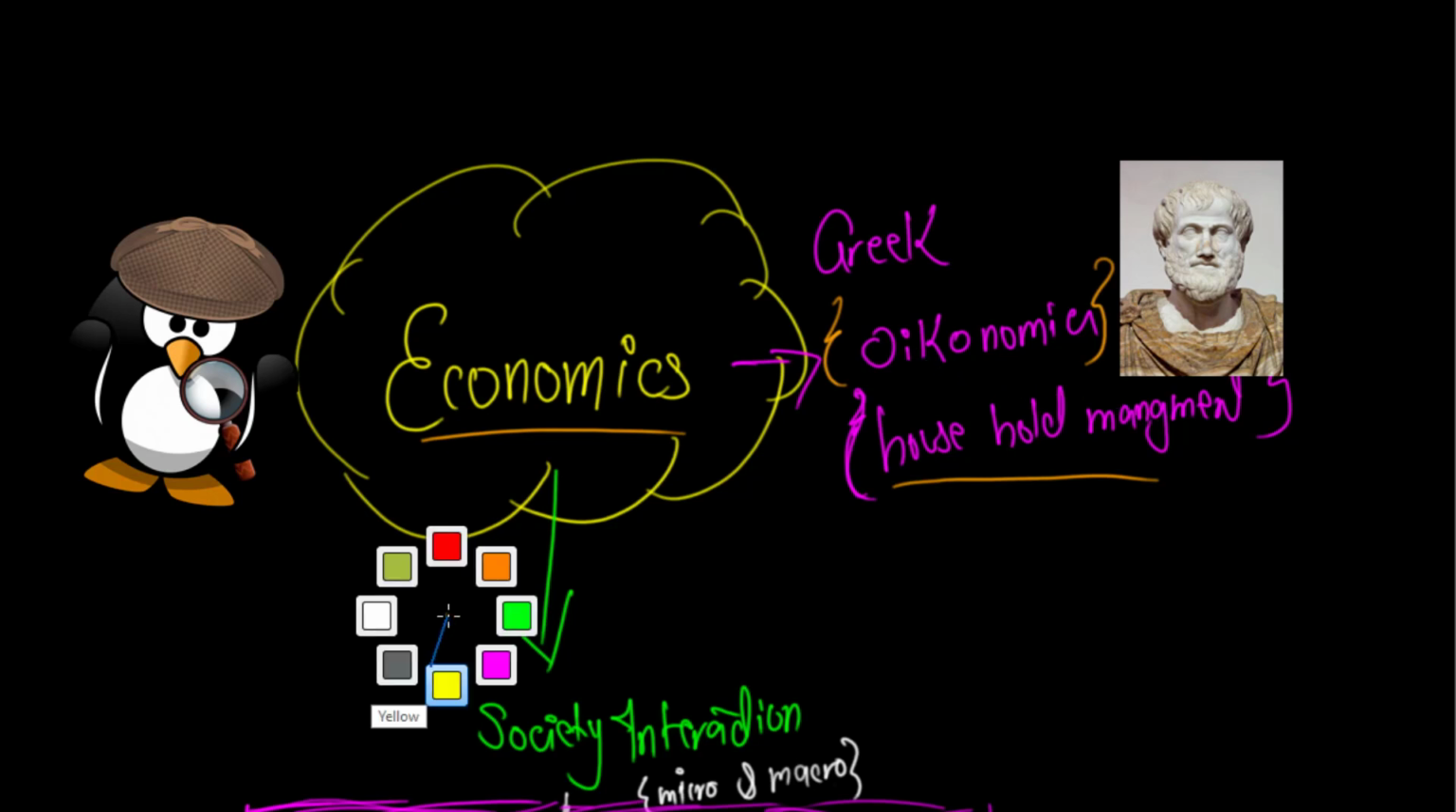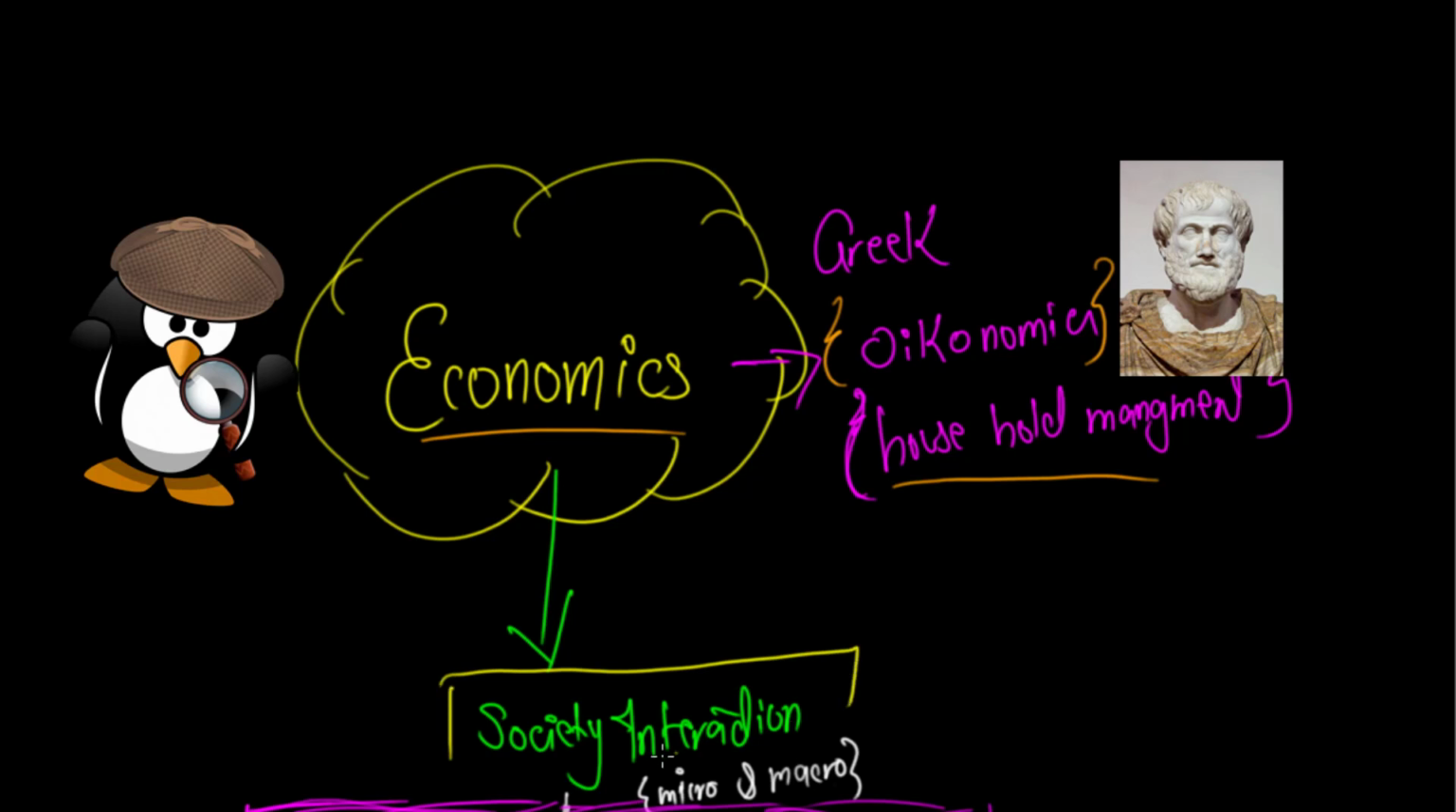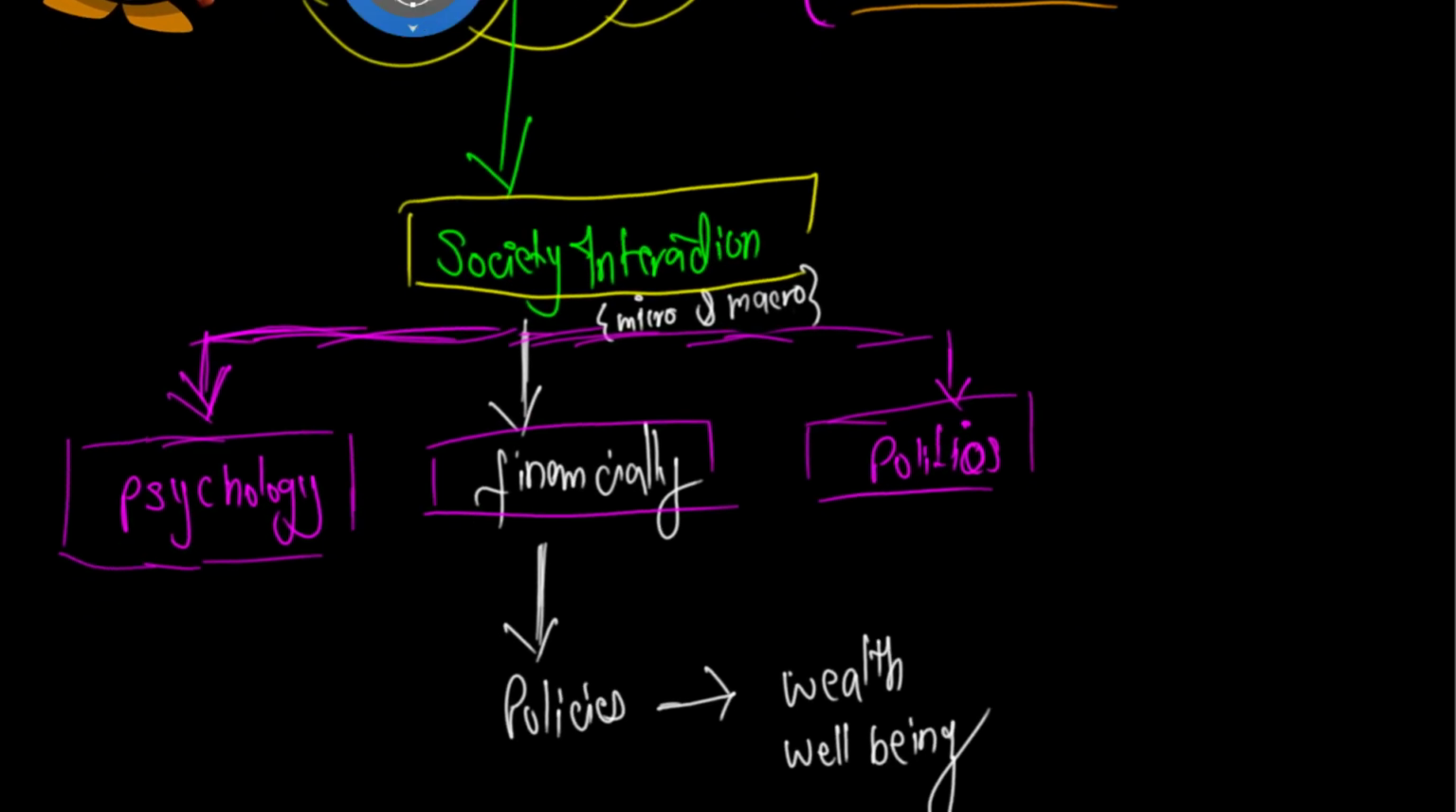Obviously, modern economics is not about household management, but what modern economics is all about in a nutshell is about how societies interact with each other on a micro and on a macro level, mainly through financial means. I'll get to that in a second. Micro interaction would mean industry or a specific industry. Let's say a retail industry.